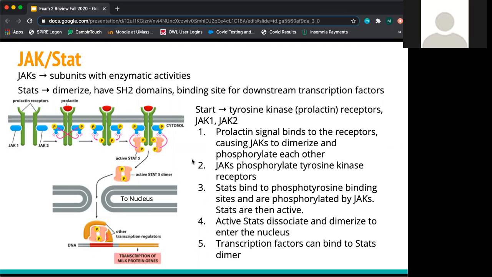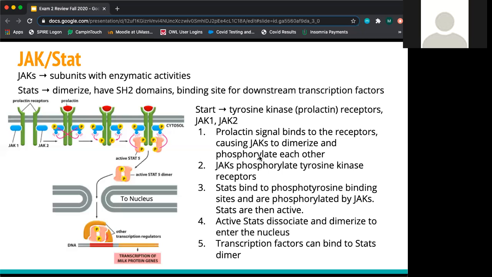So basically, you start with your tyrosine kinases. In this example, they're prolactin receptors, and you have JAK1 and JAK2 on those receptors. After that, your prolactin signal molecule is going to bind the receptors. Again, like the RTK, these are going to dimerize, and they're going to cross-phosphorylate each other.